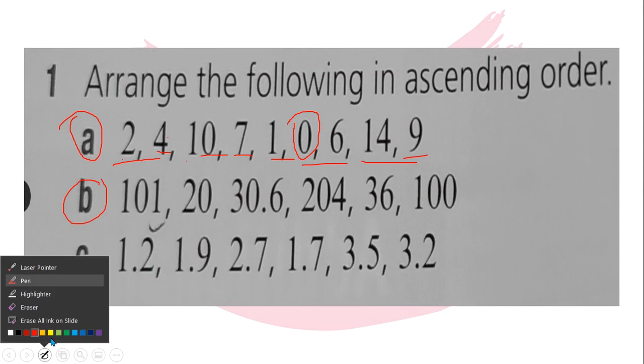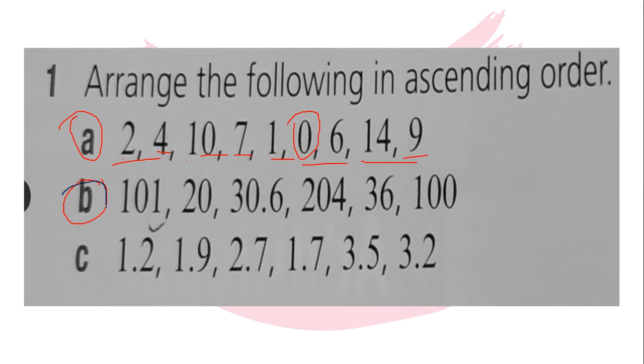I'll use a different color pen for part B. So now let's look at part B. The smallest number here, as you can see, is 20, followed by 30.6, and then 36 takes us to 100, 101, and 204. So now let's write this in our answers, or in your case, you guys can be writing the answer in your book.